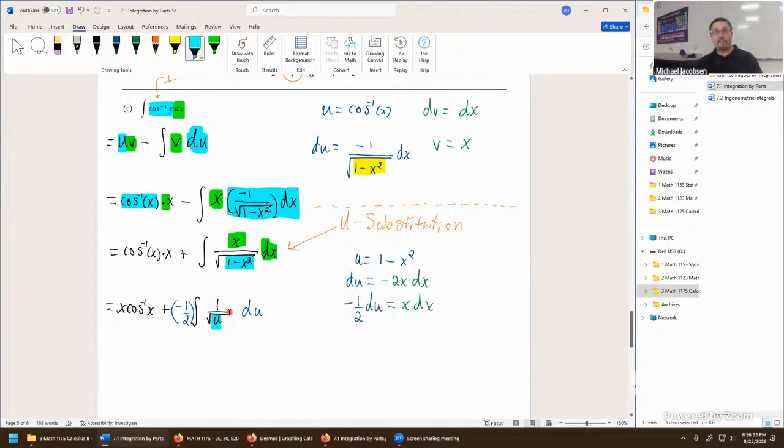And you know what? We can solve that integral. This is a section 5.3, 5.4 type of integral.